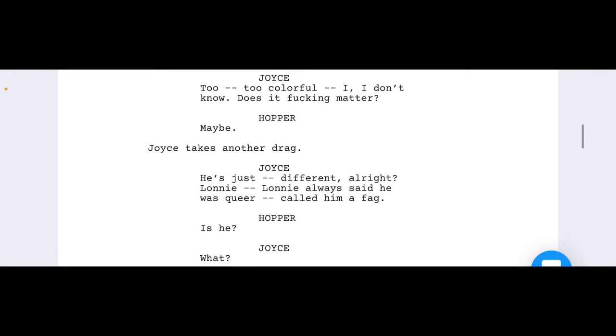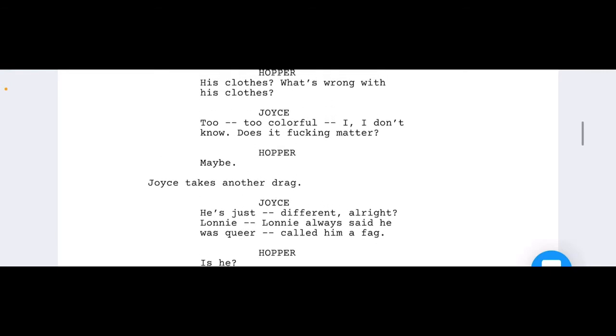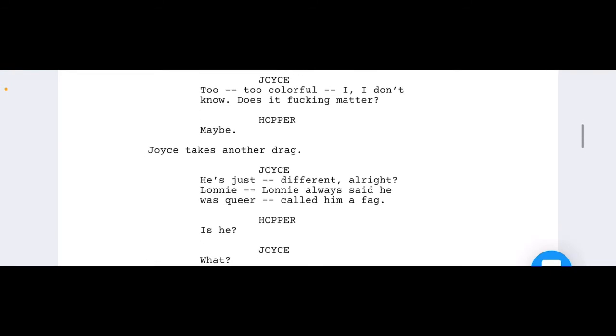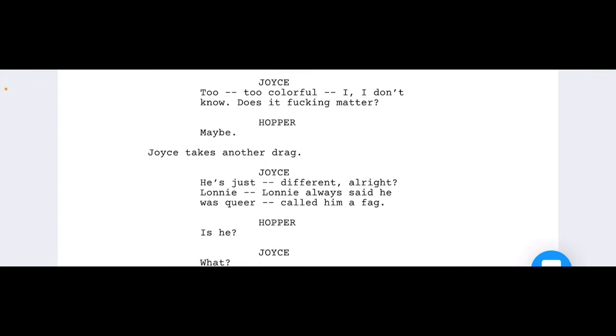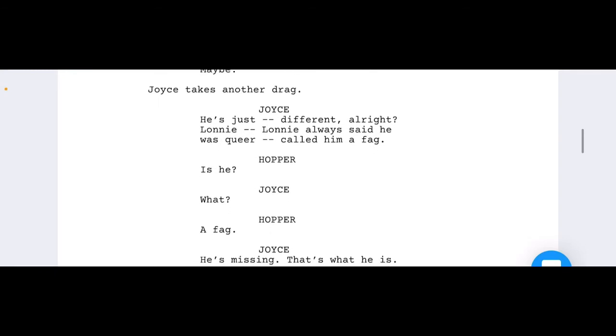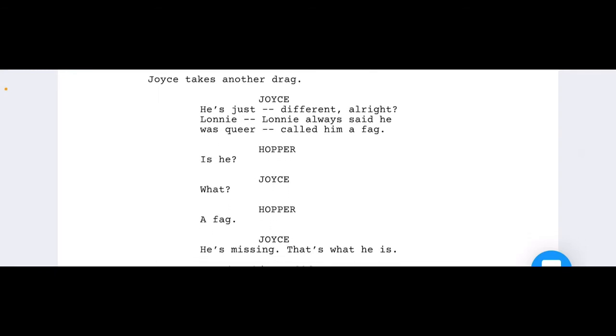Joyce, what's wrong with his clothes? Too colourful. I don't know. Does it fucking matter? Like she's frustrated by his question there, which is pretty obvious. Hopper says maybe. So he's pointing out that what he's asking can be relevant. Joyce takes another drag. It's just another indication of stress.